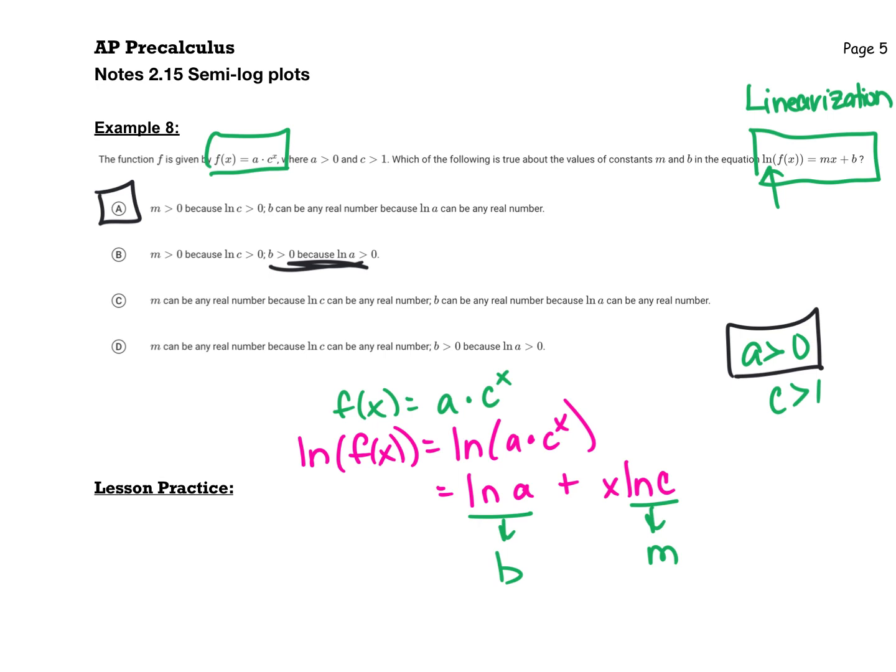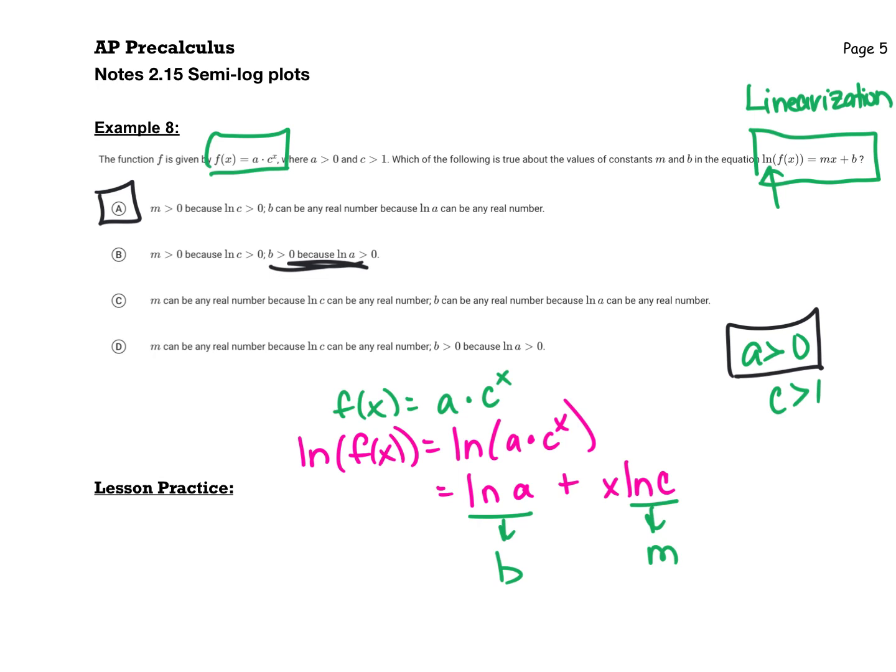The next one, it says that my slope can be any real number because the ln of c can be any real number. Well, we've already established that's not true. All right, ln of c has to be greater than 0, because c was greater than 1. And then on the last one, same thing. m can be any real number because ln of c can be any real number. That goes ahead and cancels it out before we think about the rest of it.